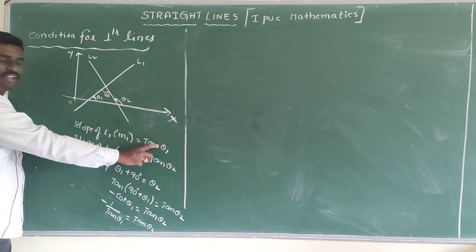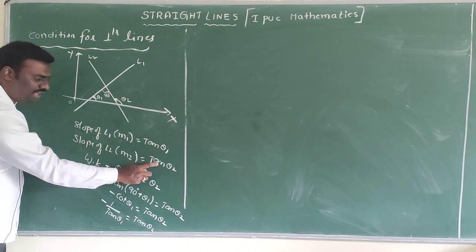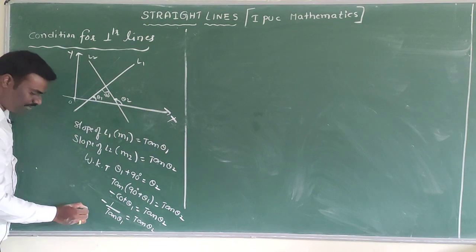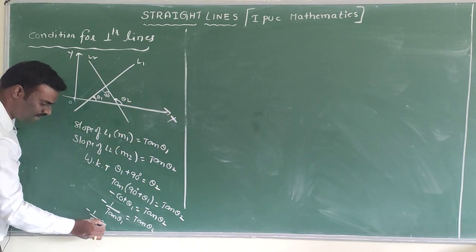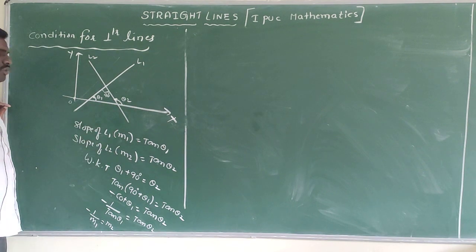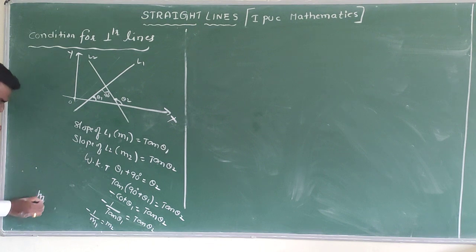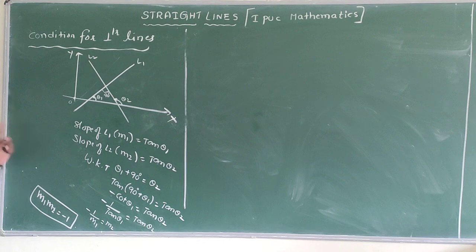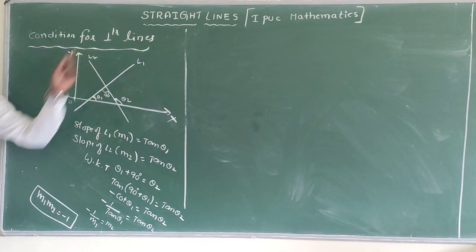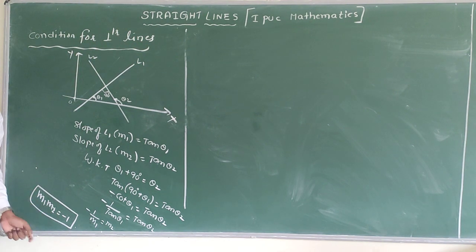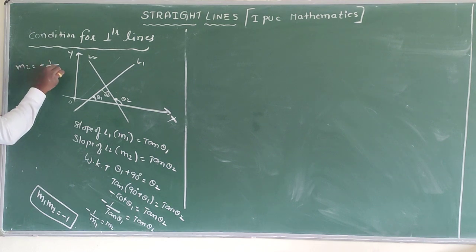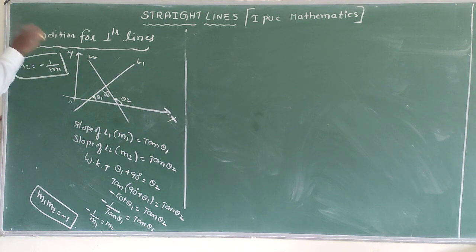In place of tan theta 1, I can substitute m1. In place of tan theta 2, I can substitute m2. Now, minus 1 by m1 is equal to m2. If you cross multiply, then we got the condition, that is m1 into m2 is equal to minus 1. Means the condition for two perpendicular lines is the product of two slopes is nothing but minus 1. From this, what I can write? The slope of one line is equal to the negative of the reciprocal of the other line slope.